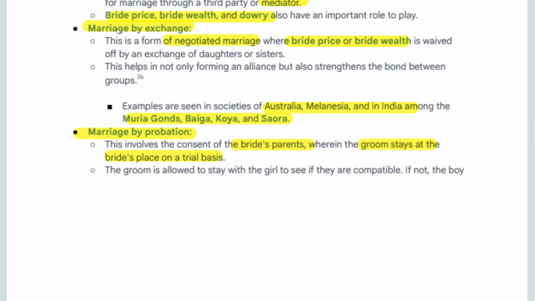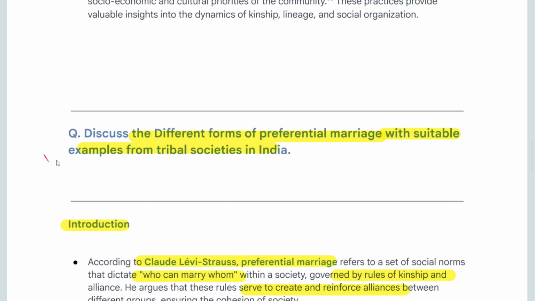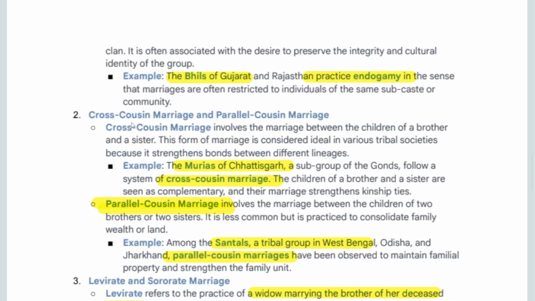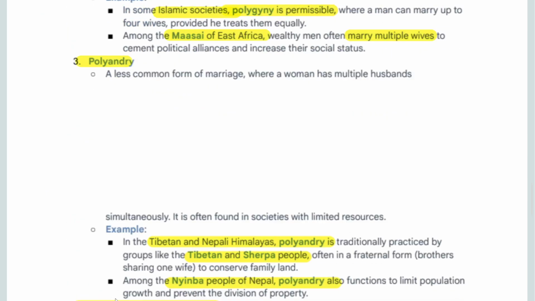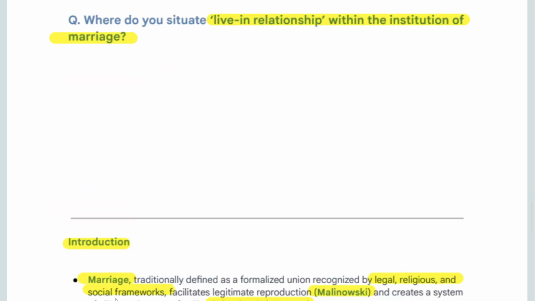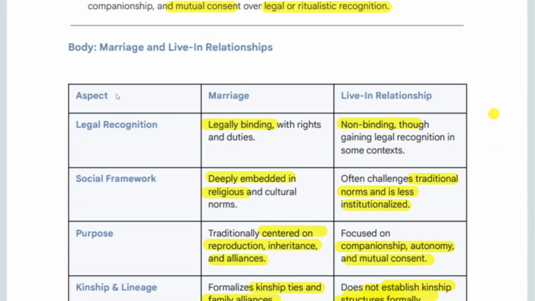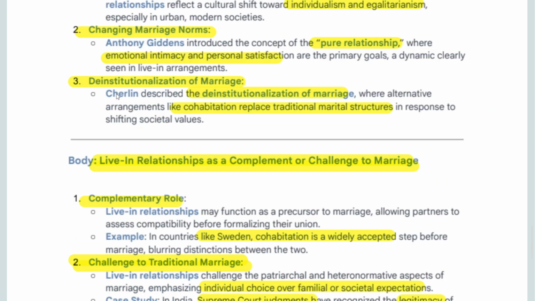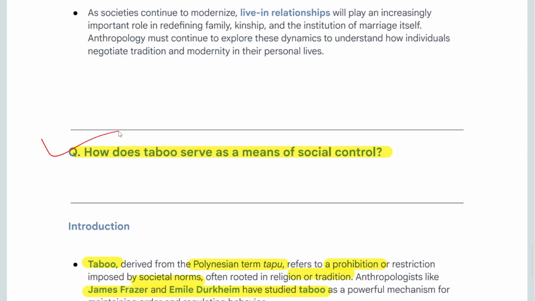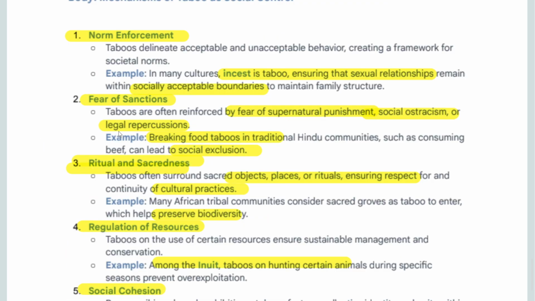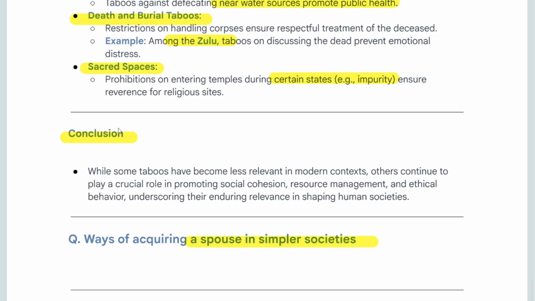Just fascinating. We also dove into preferential marriage: cross-cousin, parallel cousin, levirate, sororate, polyandry, polygyny, seeing how these aren't just preferences, but designed to maintain order, keep wealth together, preserve lineage. Very strategic. And then we jump to the modern day, wrestling with live-in relationships. How do they fit? They challenge traditional marriage by emphasizing autonomy, but also complement it, maybe as a step towards it in evolution. And we finished by understanding taboos, those powerful, often invisible forces of social control, shaping everything from family rules to environmental practices, defining what's acceptable. It really shows how interconnected everything is.